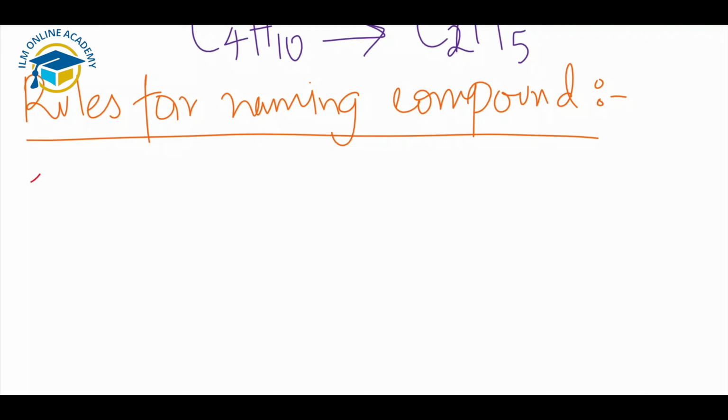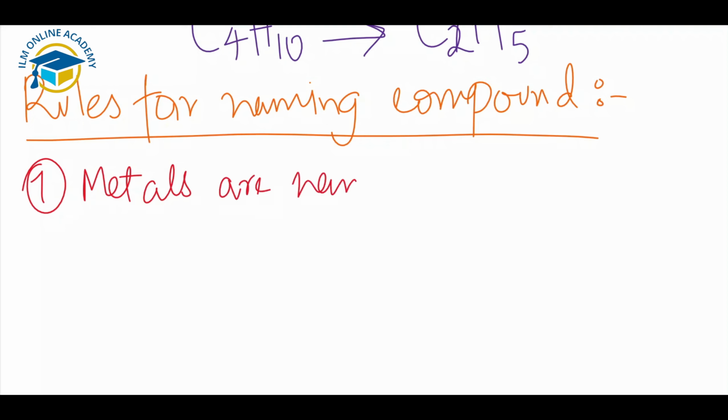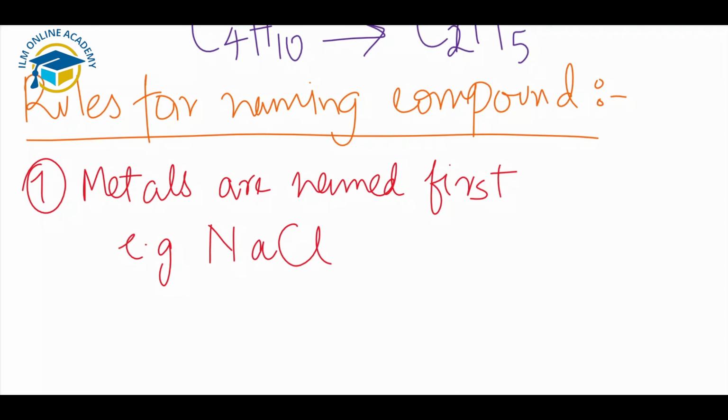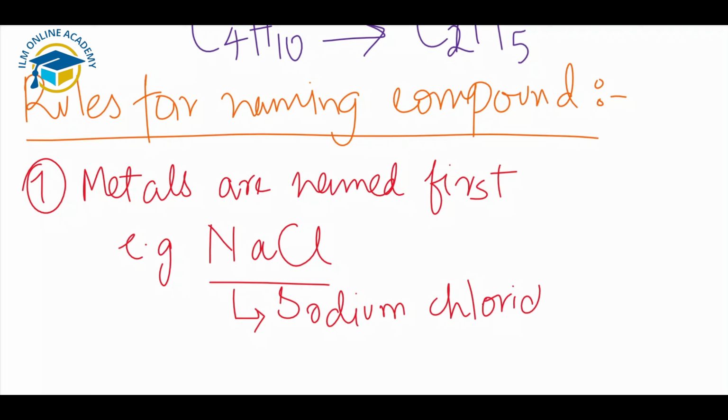For example, the first rule will be, if there is a metal present in the compound, it is named first. Metals are named first. I will give you an example with each rule. We have a compound with the symbol NaCl. As you know, sodium is a metal and chlorine is a non-metal, so the metals are named first and then the non-metals. Sodium is present in this compound, so the name will be sodium first, and then the other atom that is present, chlorine. When chlorine reacts with another atom and forms a compound, we call it chloride. So the name of the compound will be sodium chloride. This is the first rule for naming compounds.